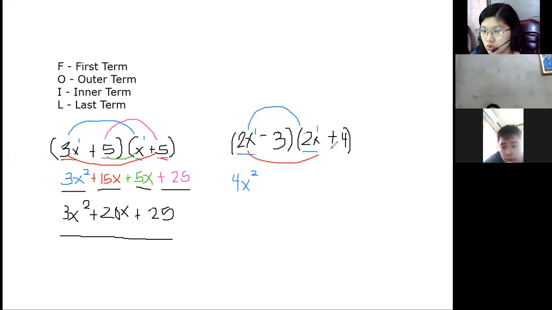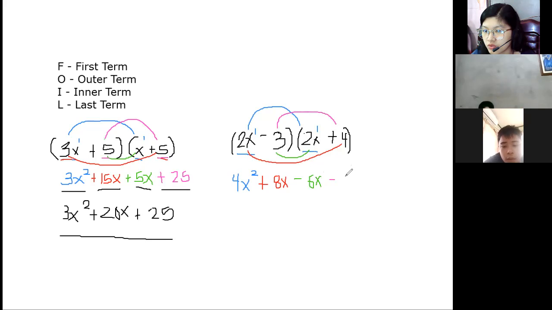Next, we have the last outer term. Ito, yung pareho nasa dulo. So, we have 2x and 4. So, pag multiply yung 2 and 4, that is 8. And copy variable x. Next, we have the inner term. Negative 3 and positive 2x. Negative 3 times positive 2. Negative 6 po. Very good. Negative 6 and copy variable x. And last one, we have yung last term. Negative 3 tsaka positive 4, ilan? Negative 3 times positive 4.